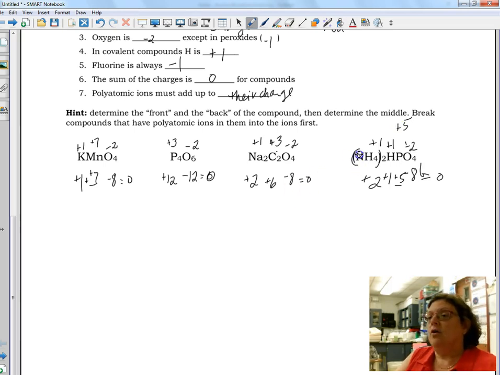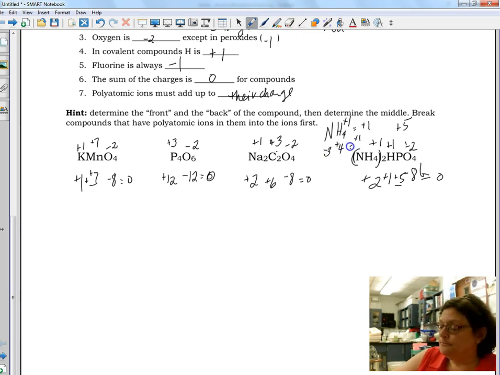Now, that didn't solve my ammonium. I'm going to pull the ammonium off to the side here. Remember that it has an overall +1 charge. If it's a +1 and hydrogen's always a +1, that means this nitrogen has to be a -3. -3 plus 4 gives us +1. Okay?